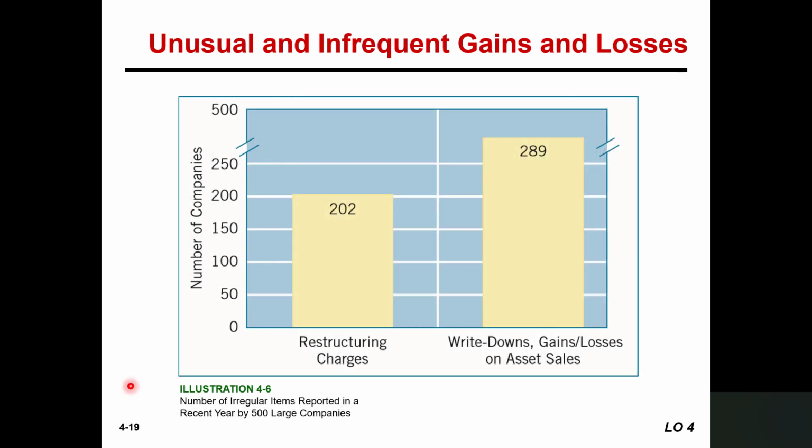Here we have a number of irregular items reported in recent years by 500 of the largest companies. Just to give you an illustration: restructuring, 202, and write-downs, gains and losses on assets, 289.